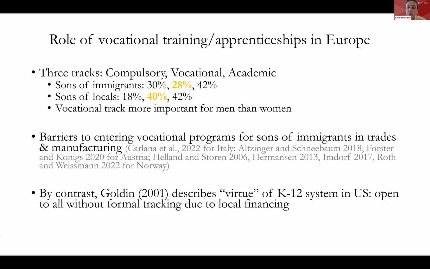Claudia Goldin sums up in the case of the US a very different set of educational institutions that she says has the virtue of being open to all. Because the US K through 12 education system was originally locally financed by local property taxes, it was not possible for a local area to prevent some of the residents from sending their children to the high school. And so the high school system in the US is not one with testing and tracking, where you get tested at age 11 or at age 14 into a vocational or an academic track, but rather it's a system that is open to all residents. It could be that this type of open system is particularly valuable for the children of newcomers.